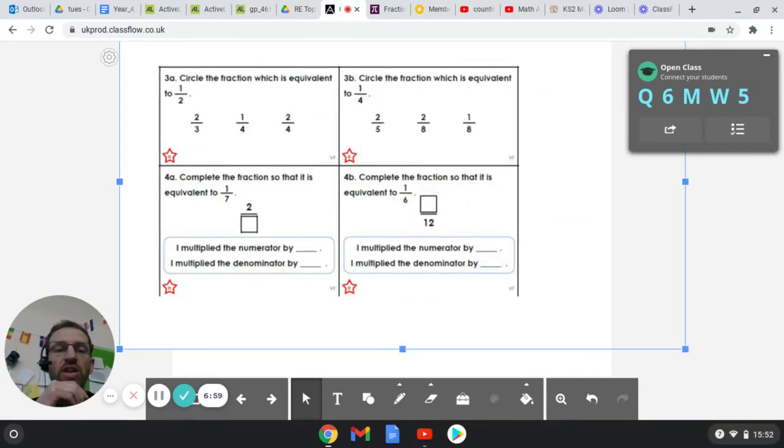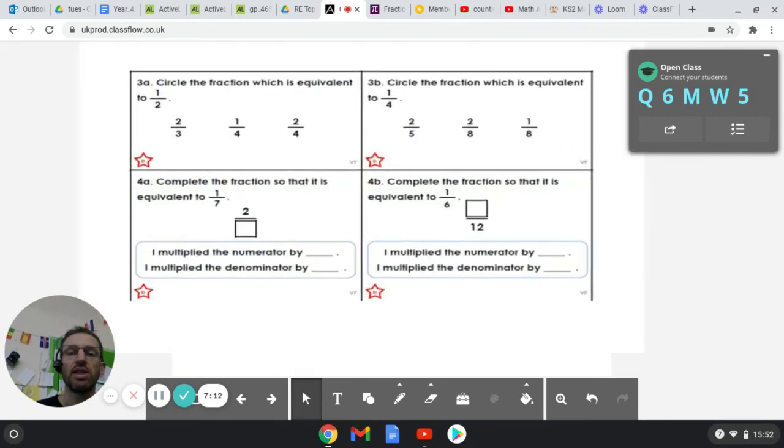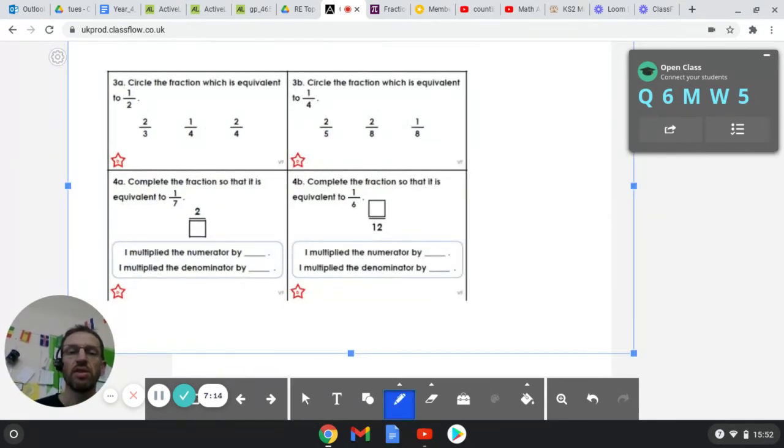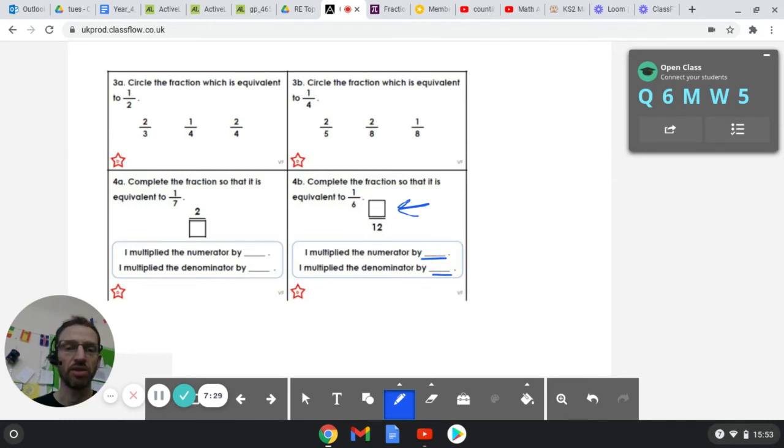Question 3A and 3B, 4A and 4B. Circling fractions that are equivalent to a half. Circling fractions that are equivalent to different fractions. So in this case, you've got missing number puzzles as well down here. So you have to think about what is missing from there if it's going to be equivalent to 1/6. And you have to describe what you've been doing. What did you multiply by? If you can't remember, look back at the example which I just showed you, which explains how to do that.